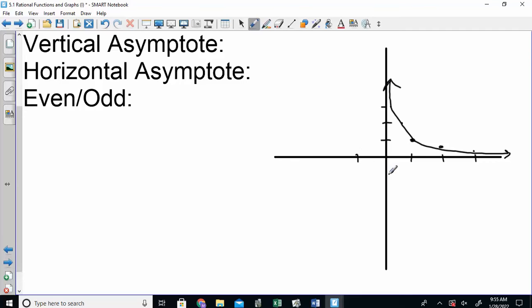Let's put in some negatives. So 1 divided by -1 is -1. 1 divided by -2 is -1/2. 1 divided by -3 is -1/3. It looks the exact same, except negative. So it's just these 2 little curves.